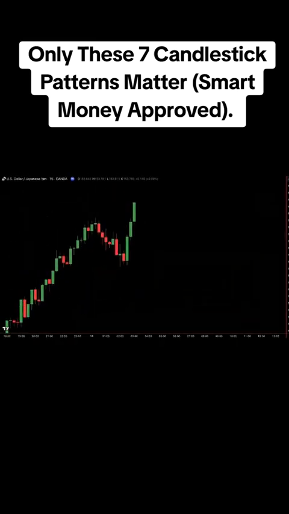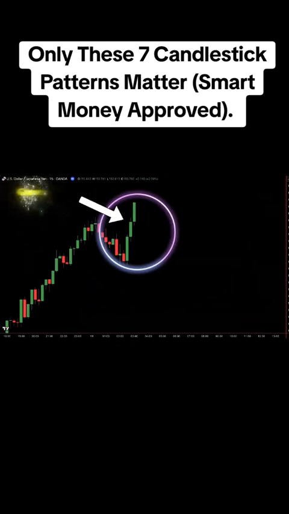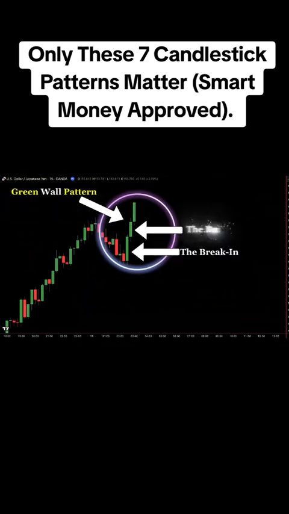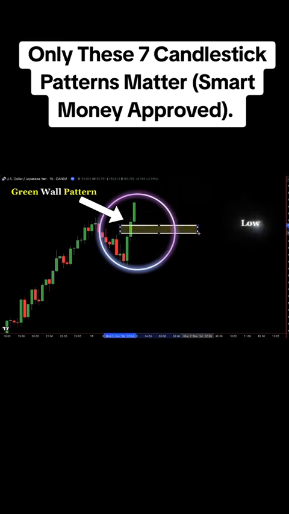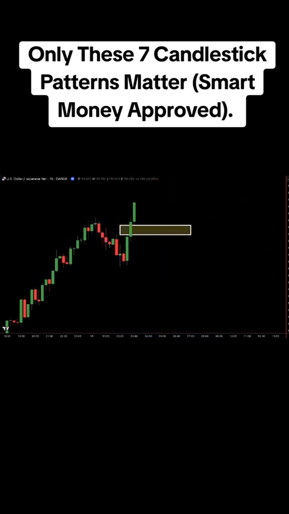Now, let me walk you through a real chart example. As you can see, the market formed a clear green wall. Here's the break-in candle, then the builder, and finally the lockdown. And notice this, the low of the third candle is higher than the high of the first. That confirms it, this is a smart money zone. So what do we do? We mark that zone and we wait for price to come back to it. Look what happens next. Price pulls back into the zone and gets rejected.